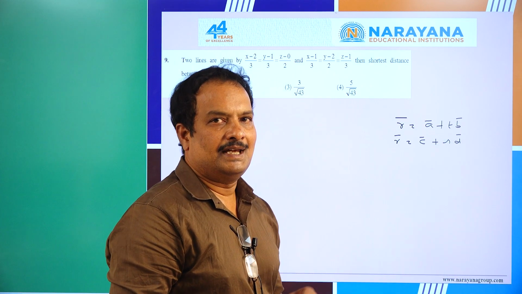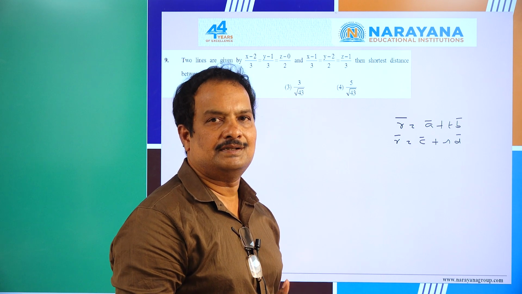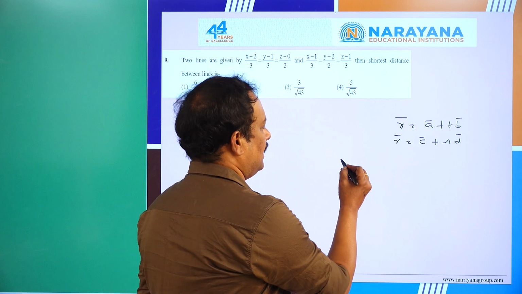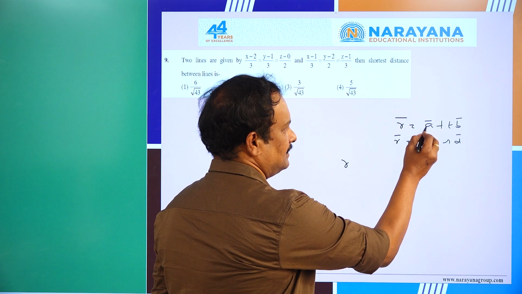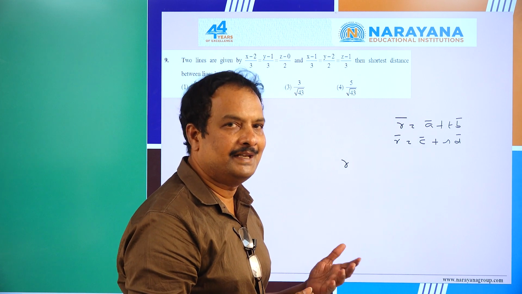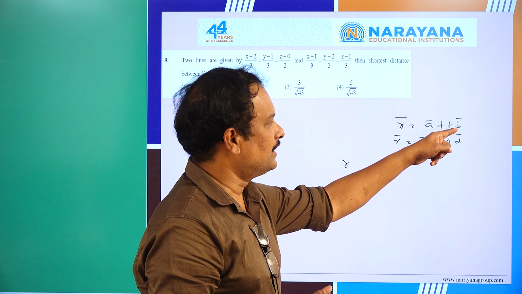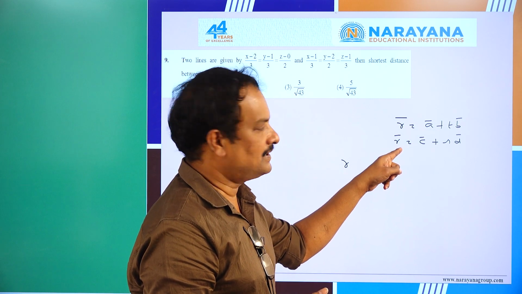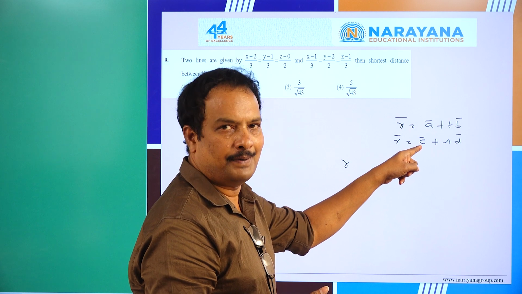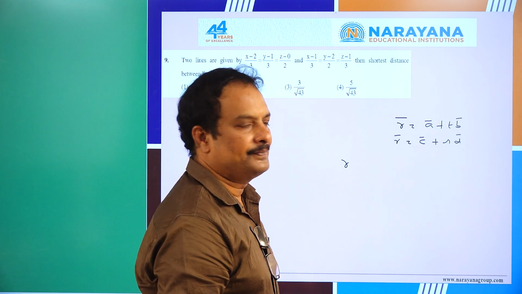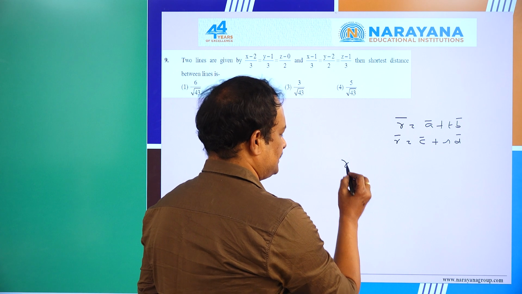If these are the two skew lines, as we know, the shortest distance between the skew lines is r bar equal to a bar plus t b bar. What does it mean? It is passing through a point whose position vector is a bar, parallel to the vector b bar. Similarly, this is the vector equation of a straight line passing through a point c bar, parallel to d bar. What is the shortest distance between the skew lines here?